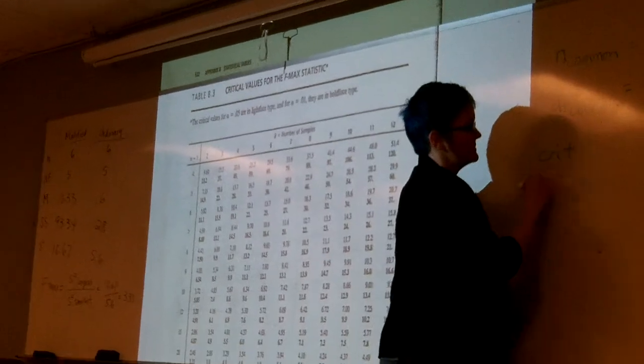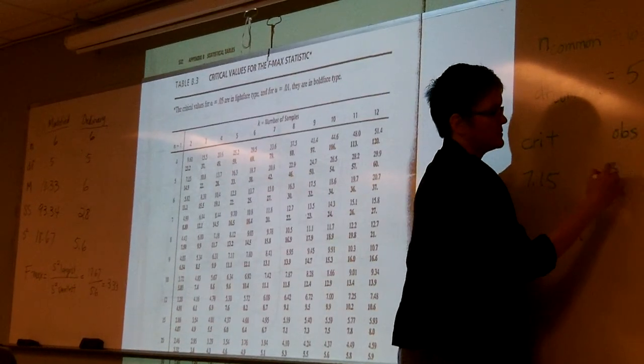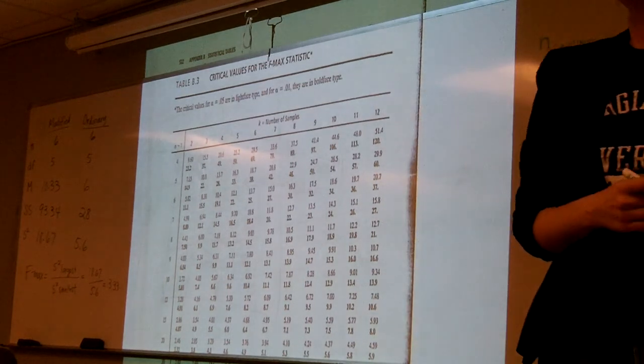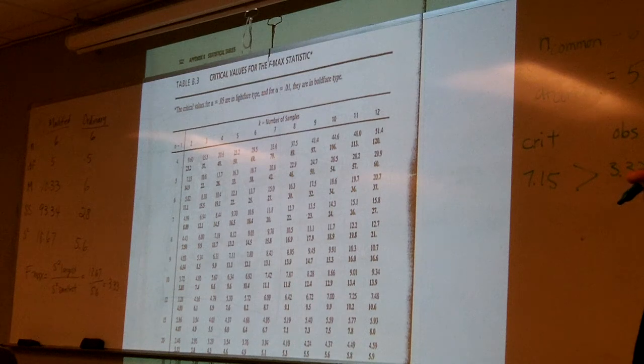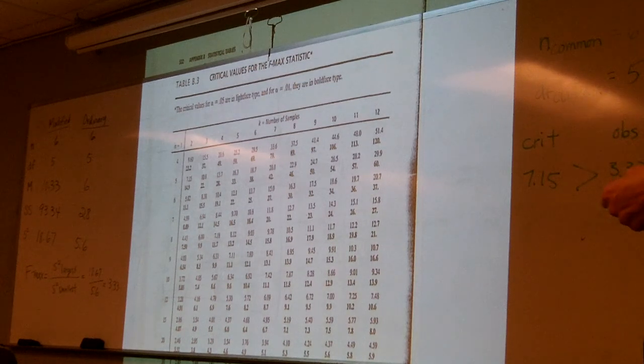So, our critical value, let me write this over here. Our critical value is 7.15. Our observed value is 3.33. And that's the relationship between them. The critical value is more extreme than the observed value. So, if this is the case, if we're looking at a critical value and observed value, are we going to reject the null hypothesis or retain the null hypothesis in this case?